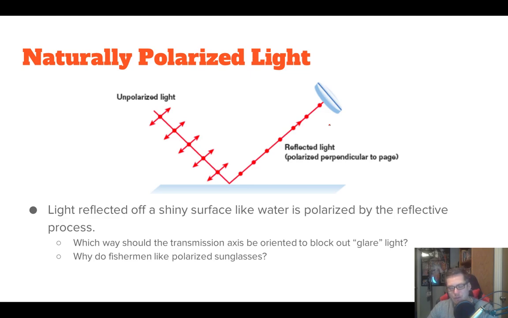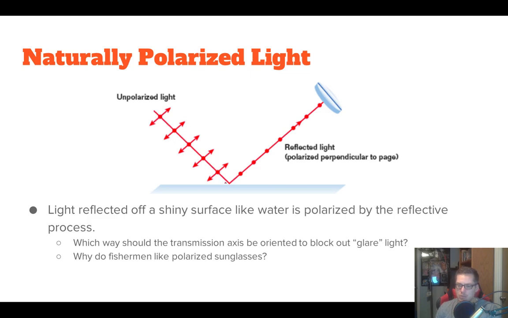Okay, so like you're out, they'll show you, oh, these are special sunglasses that allow you to see the fish under the water, or something like that. And so essentially what's occurring with this is unpolarized light comes in like so, hits the surface of the water, and then bounces off again. Now, because this is unpolarized light, they only show it bouncing one direction, but really it could be in any direction. It could be in and out of the page, or it could be any of these angles.